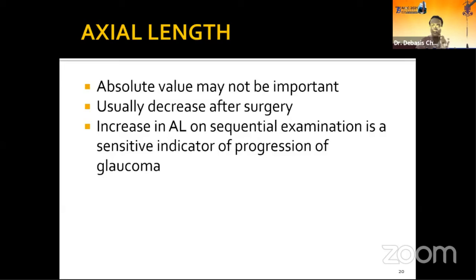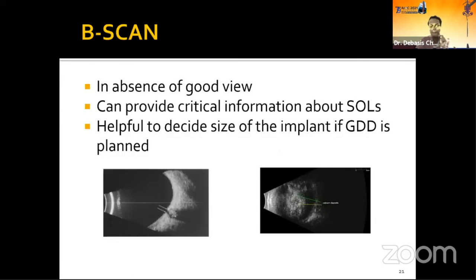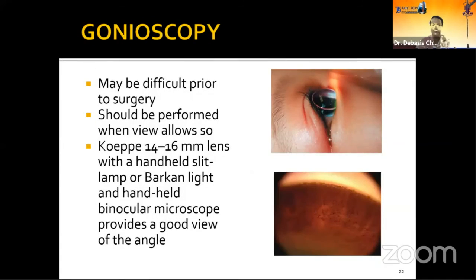Axial length is very important. Absolute value may not be important, and it usually decreases after surgery. But if the axial length is progressively increasing, even after surgery, then we might suspect that the glaucoma is indeed progressing. B scan is important because if the cornea is hazy, we have to evaluate the posterior segment. There can be evidence of optic nerve cupping, and it is very important to rule out space occupying lesions like retinoblastoma.